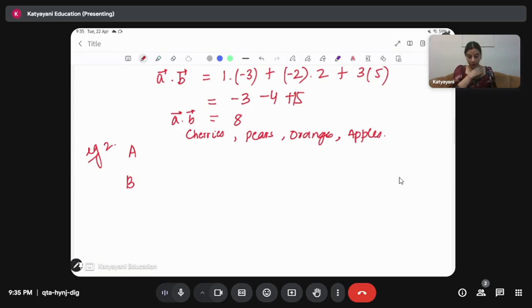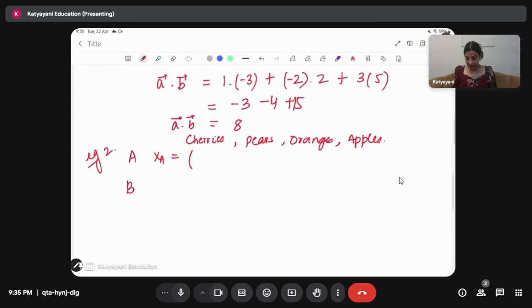Commodity vector matlab the commodity vector of A, let's denote it by XA, the quantity of each product that person A buys. Suppose it is given to you that A buys 3 kgs of cherries, 4 kgs of pears, 3 kgs of oranges, and 5 kgs of apples. It's given to you. Then let X be the commodity vector for individual B, where we are given that B purchases 2 kgs of cherries, no pears, then 2 kgs of oranges and 4 kgs of apples, right? So this is the commodity vector for A, this is the commodity vector for B.